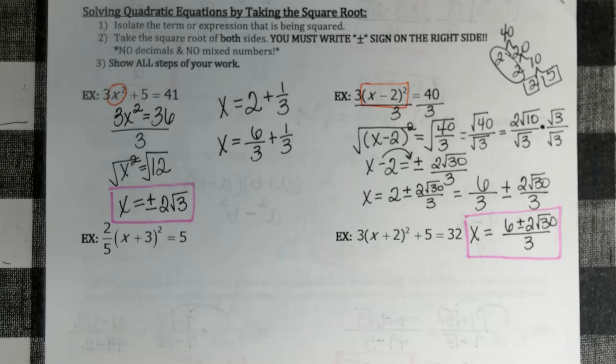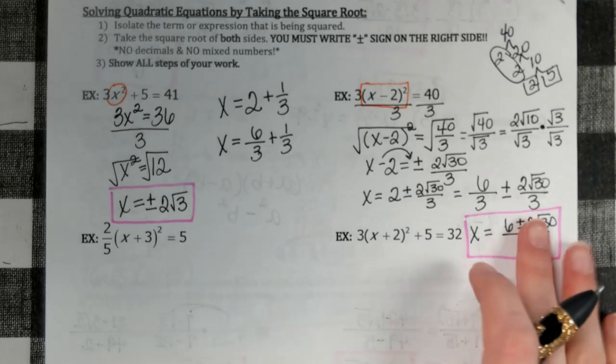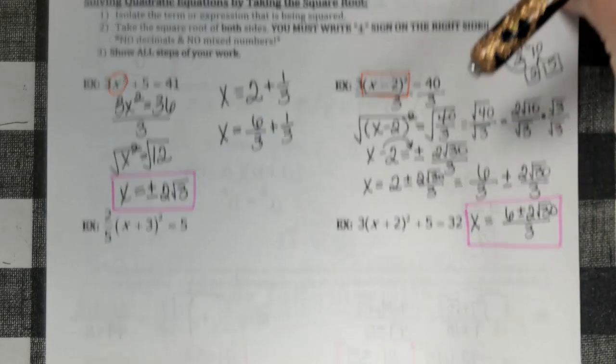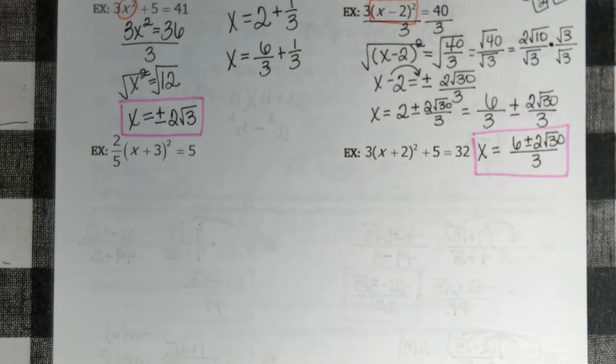Okay, do we understand that? I'm going to give you another example to do that because if I only give you this, I don't trust that you're super confident in that if it were to pop up again. Okay, so if I have 2/5 times x plus 3 squared equals 5, I want what by itself? X plus 3 squared. So what do I need to do?